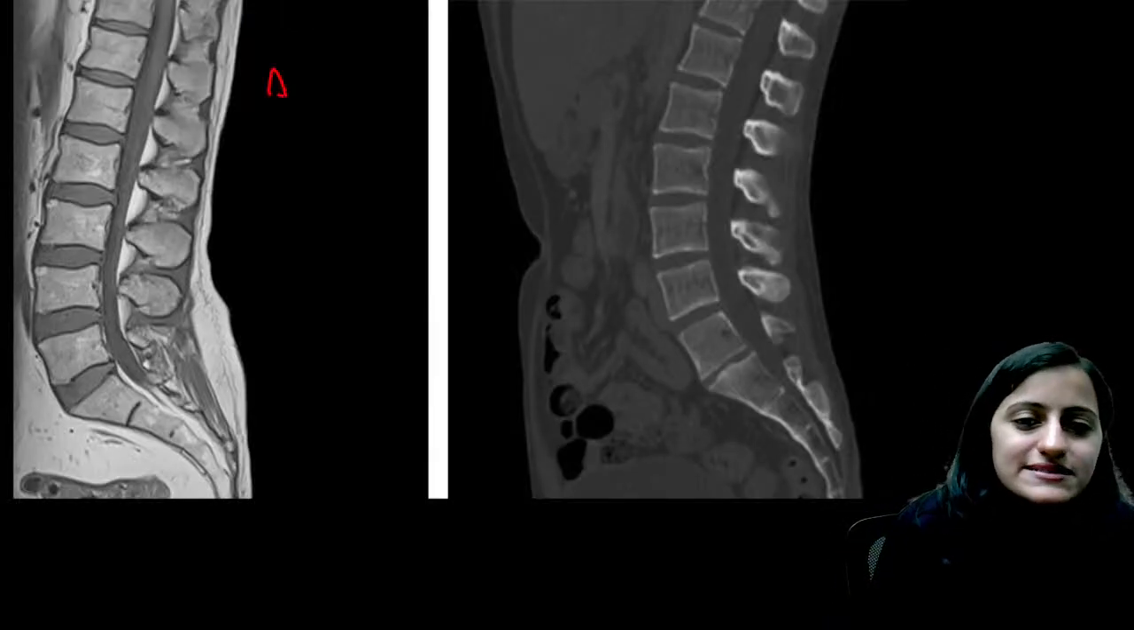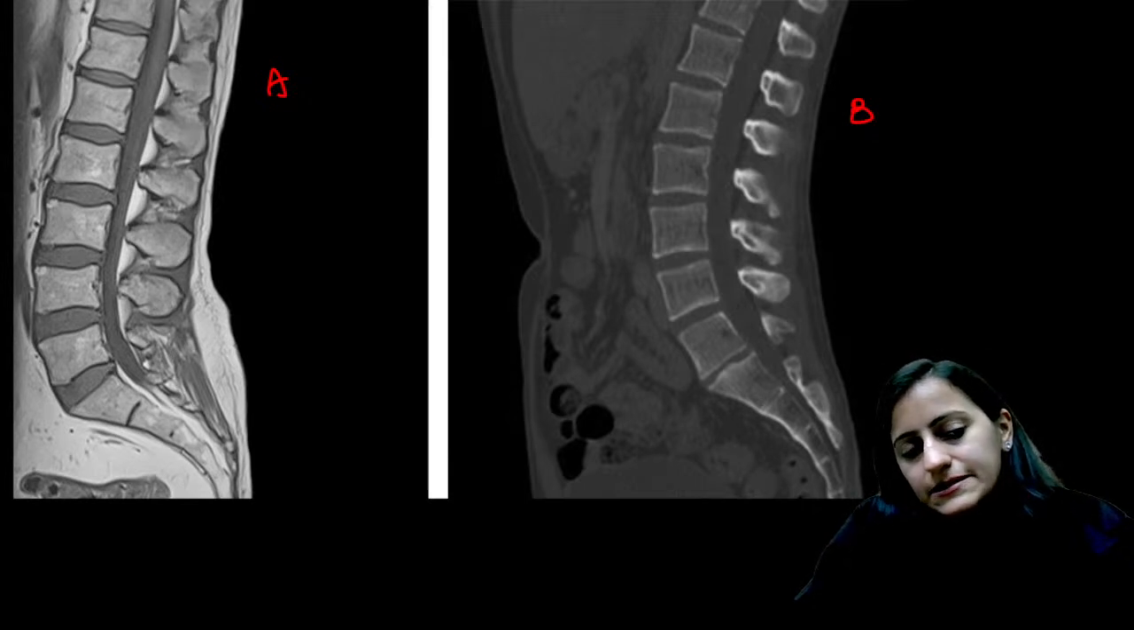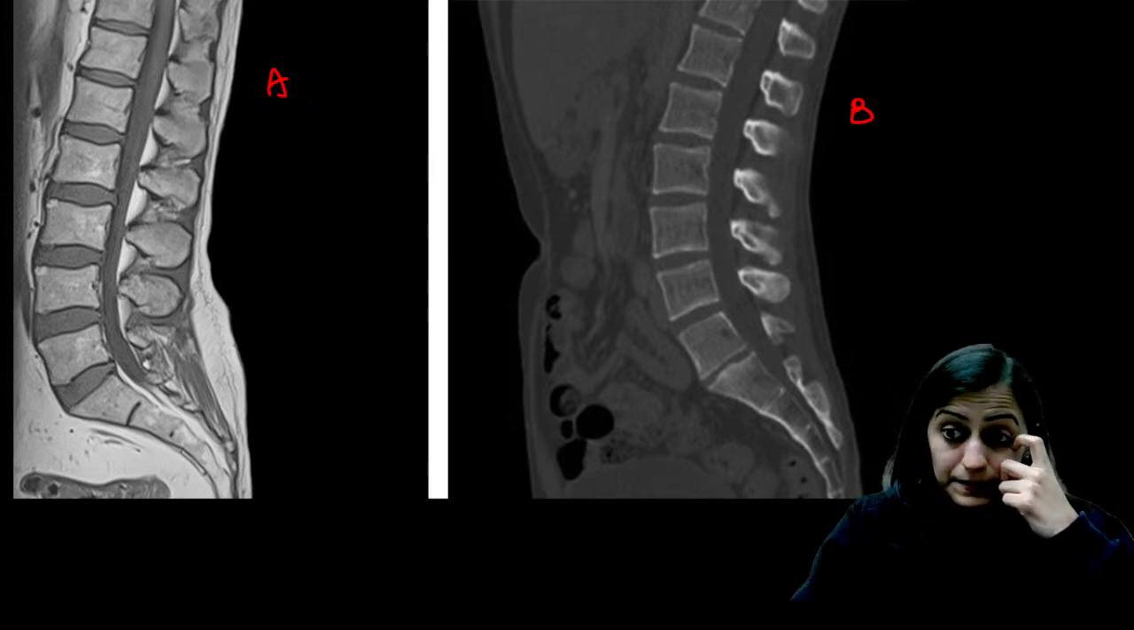Okay, this is interesting. Tell me, what do you think is image A and image B? CT, MR, MR, CT, both MR? What do you think this image is showing?